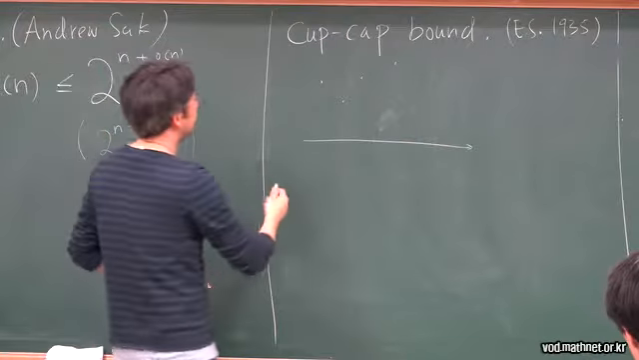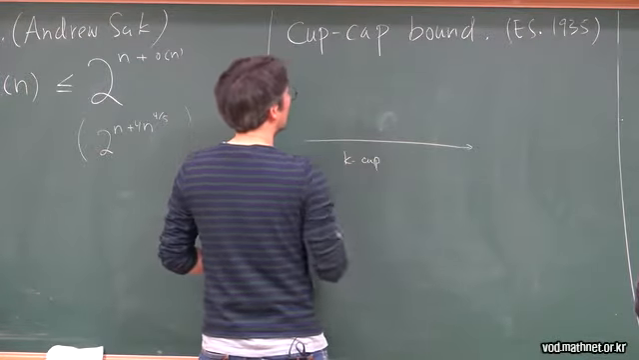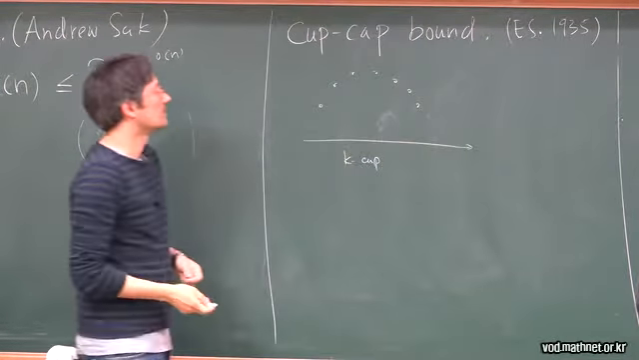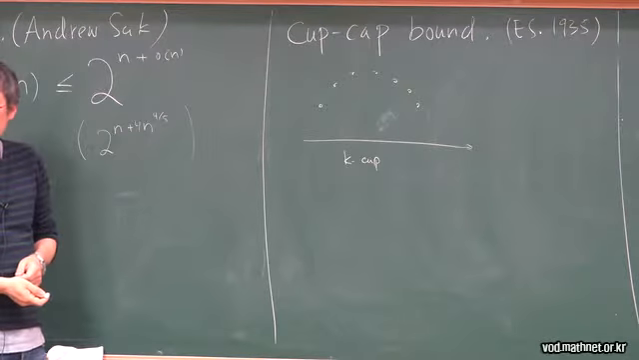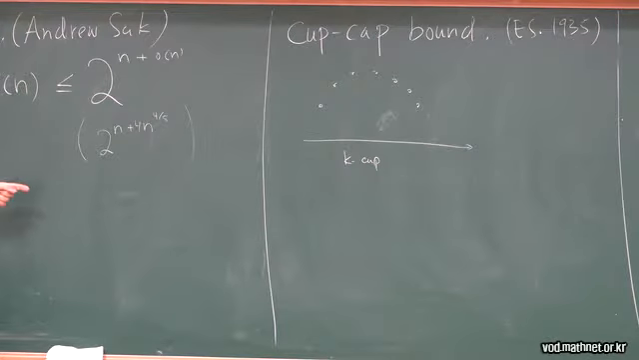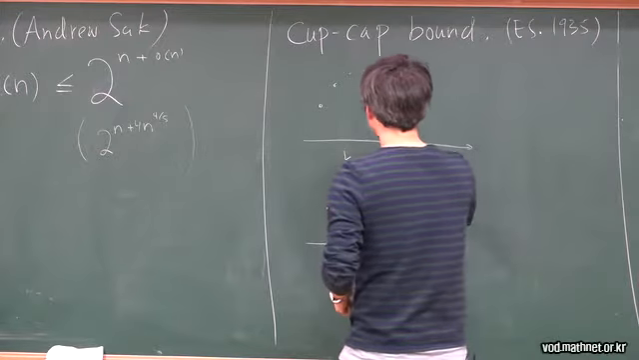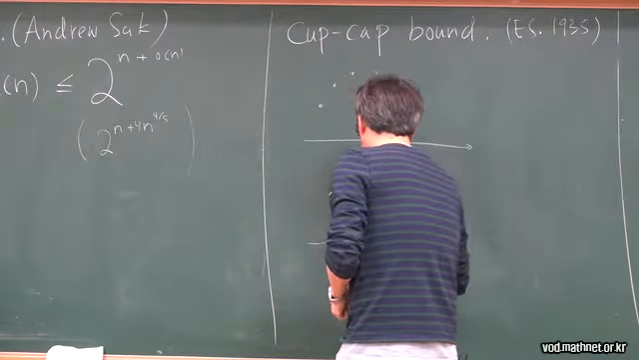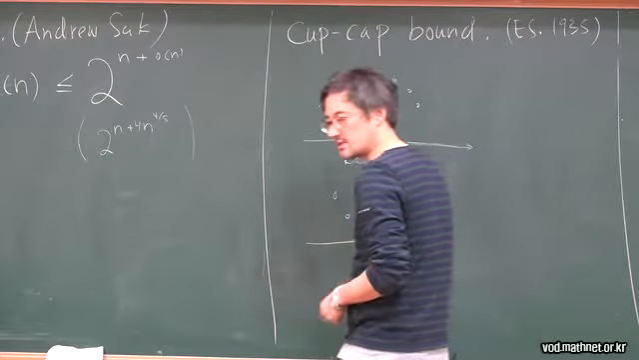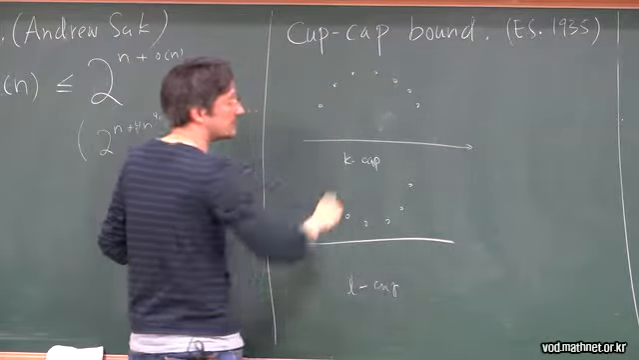And a cup, so a k-cup, once you've ordered them, is a set of points in convex position like this. Okay? And remember what I said about the increasing or decreasing sequence. This is related to that. A cap, sorry, this was a cap. And an L cup is like this. L points like this, and K cap is K points like this.